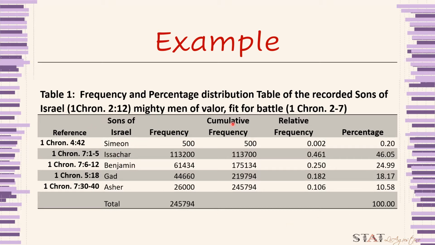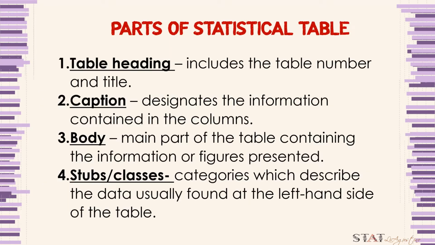So you have here the table heading, you have here the information in each cell. So let's proceed. What are the parts of this tabular table, or I mean the statistical table? So we have here the parts of statistical table. We have the table heading. It includes the table number and the title.